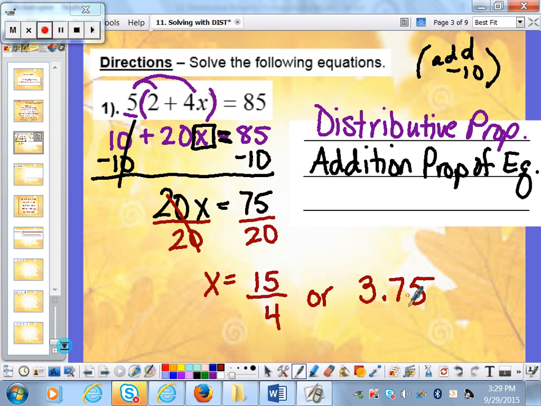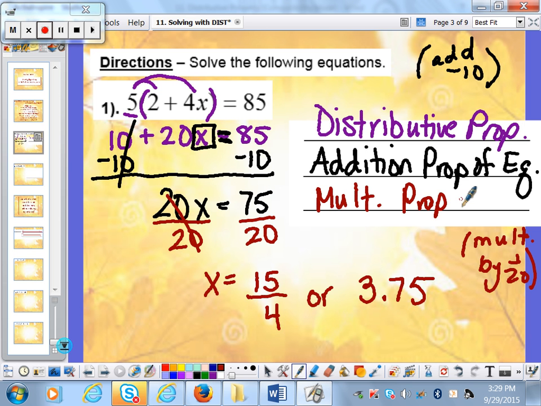Let's fill out that last line thinking about the other property that we have done. So the last step was dividing by 20. Remember, there's only two properties of equality, addition and multiplication. Dividing by 20 is the same thing as multiplying by 1 over 20. So we will justify this by saying that we used the multiplication property of equality. Okay, when you're ready, go to example 2.